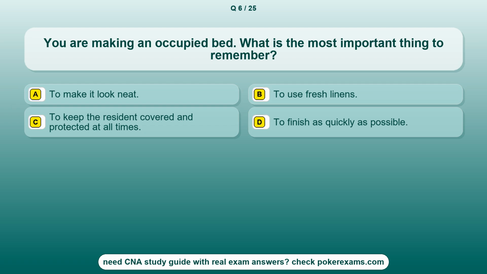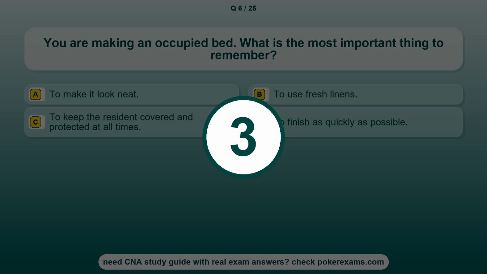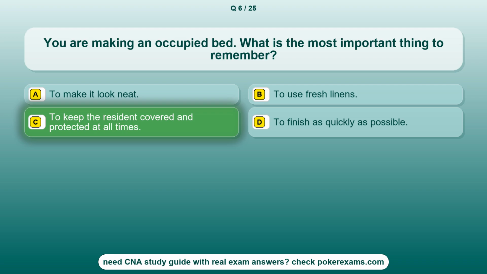Question 6. You are making an occupied bed. What is the most important thing to remember? Option A, to make it look neat. Option B, to use fresh linens. Option C, to keep the resident covered and protected at all times. Option D, to finish as quickly as possible. The correct answer is option C, to keep the resident covered and protected at all times.